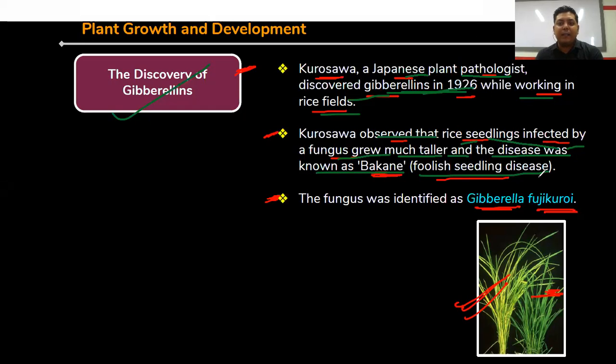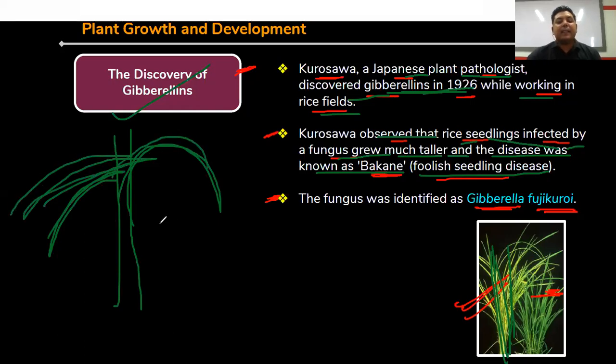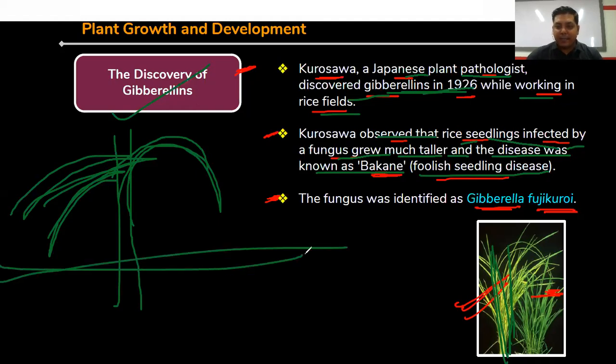Kurosawa, this Japanese pathologist, was working in the rice field and he found that there are some rice plants that are very tall in length compared with the other rice plants. And due to the tallness, the stem of this rice plant was breaking down, and the rice plants were mixed with the soil ground. Here he first observed these things. This disease is known as Bakanae disease or foolish seedling disease, and the fungus was identified as Gibberella fujikuroi.